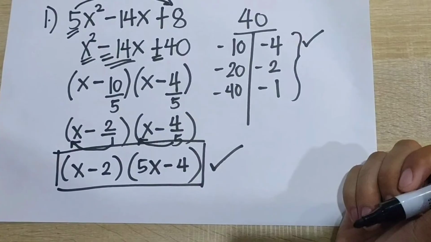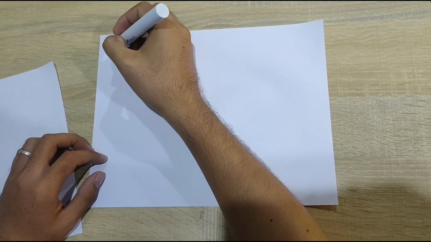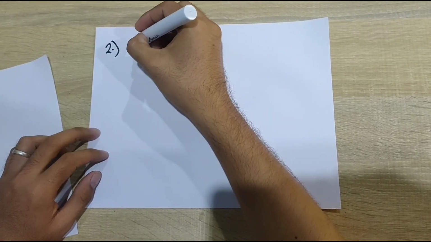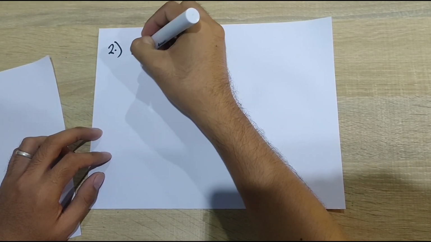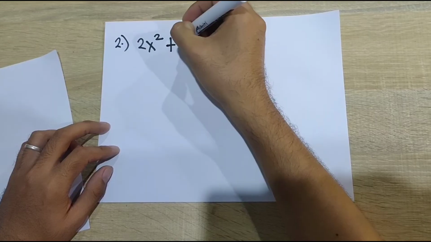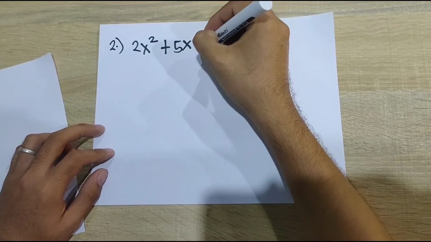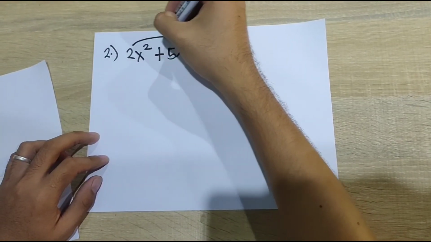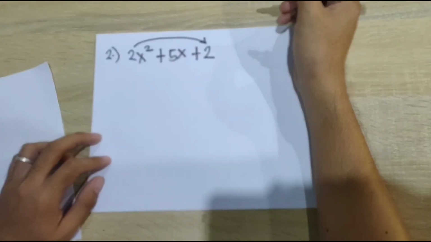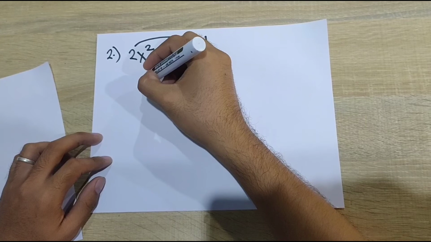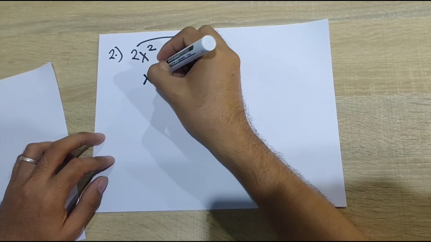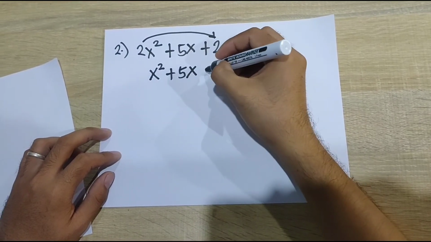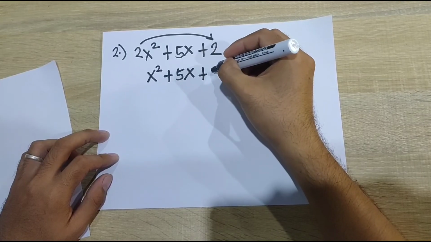Let's try again. Let's have our second example, number 2: 2x squared plus 5x plus 2. So, let's do what we did earlier: 2 times 2. And then we rewrite. We have x squared plus 5x, and the answer we got, 4.